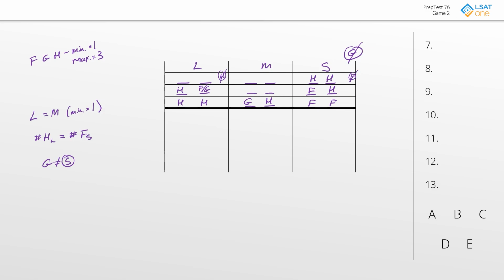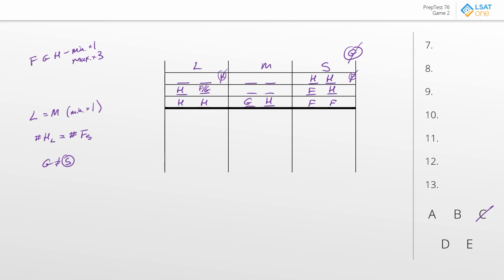So the second rule. At least 1 lifestyle must be the same as at least 1 metro. So we have to have an overlap between lifestyle and metro. So answer choice A has an overlap, B has an overlap, C does not. Lifestyle has 2 F's and metro has 2 G's. That's not cool. We can get rid of answer choice C. Answer choice D has an overlap on G. That's fine. And E also has an overlap on H.